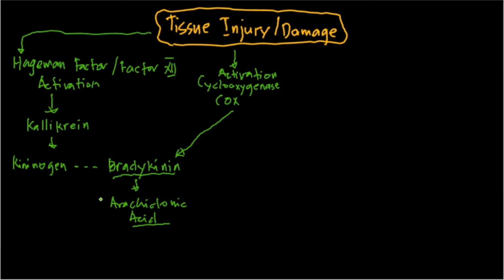Now, what will happen if there is arachidonic acid? Your arachidonic acid is also the one that activates or releases your leukotriene and prostaglandin. What is this leukotriene? And on the other hand, if there is arachidonic acid, there is also production of your prostaglandin.